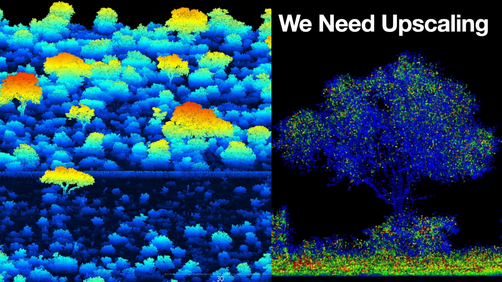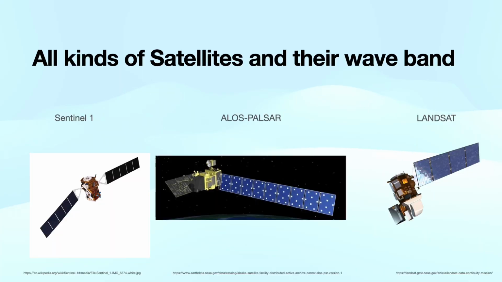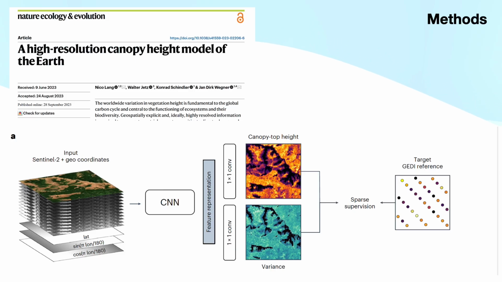But these technologies are mostly at a very small and fine scale, but in order to understand what is happening on the earth, we need to upscale so that we can understand a large area at once. And this requires the help of satellites. There are different kinds of satellites like Sentinel-1, ALOS PALSAR, and Landsat, that each measure different kinds of spectrum and wavelength. And the case I'm focusing on today is a paper by Lang et al. about a high-resolution canopy height model of the Earth.